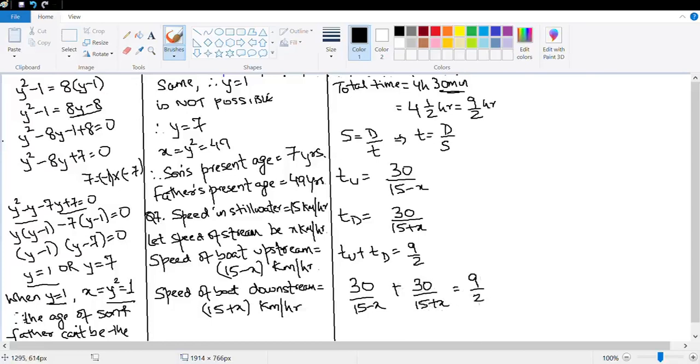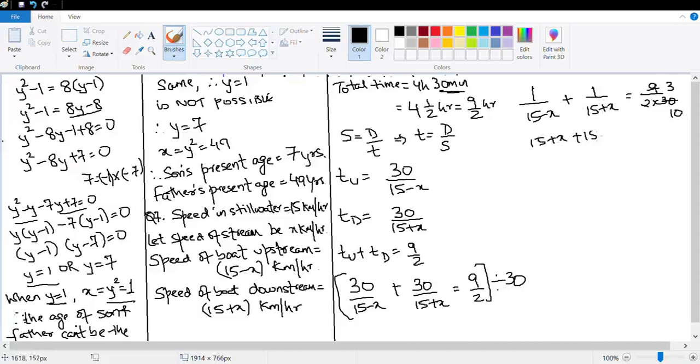So now I need to solve this equation. Let's divide both sides by 30. So that will help me remove this number from here. If I divide the first term by 30, it becomes 1 upon 15 minus x, plus the second term becomes 1 upon 15 plus x, and this becomes 9 upon 30. So 9 upon 2 into 30, which is 3 upon 20. Let's take the LCM. So this will be 15 plus x plus 15 minus x upon 15 minus x multiplied with 15 plus x, and on the right hand side I am left with 3 upon 20. Negative x and plus x get cancelled.